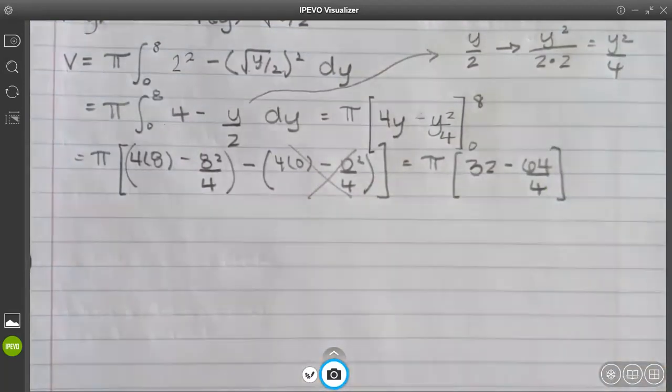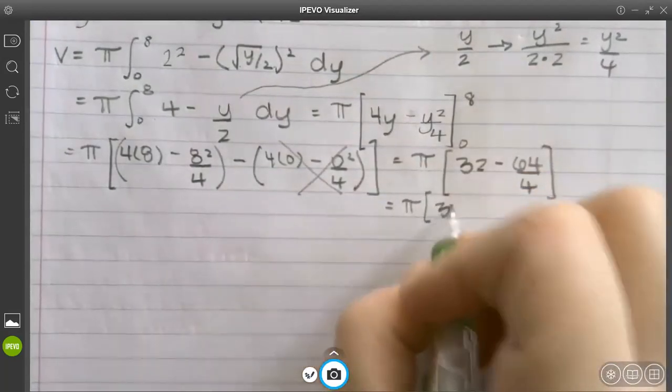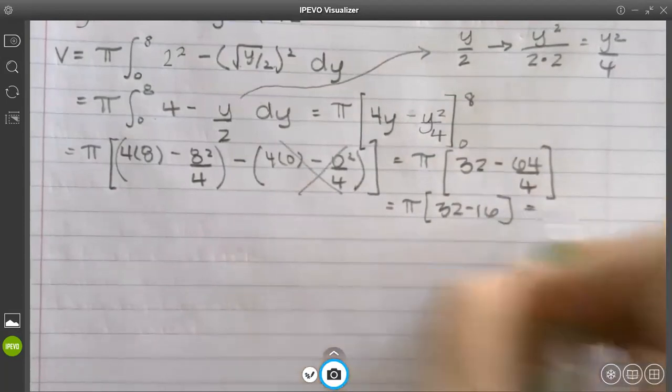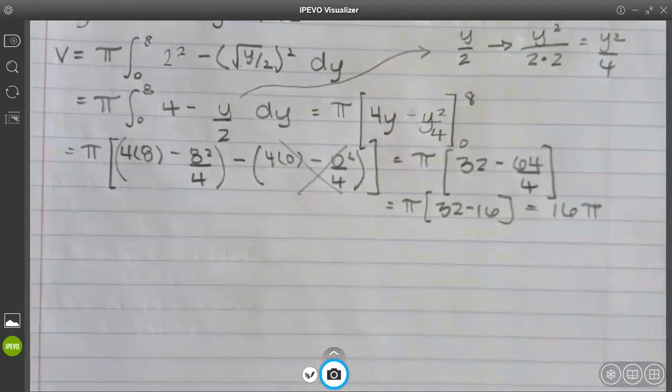Again, you can do this all in your calculator. You can do it by hand. It doesn't matter. What is 64 over 4? What is 32 minus 16? There you go. Again, the hardest part is figuring out what big R and little r are. Once you finish that, you guys are good to go.